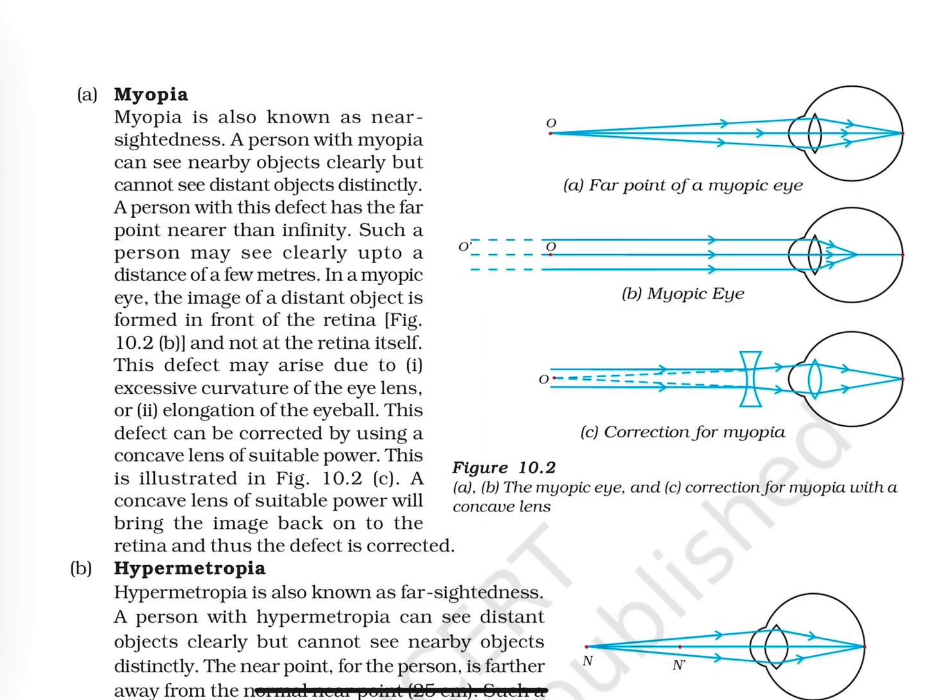Hello students, in this video we are going to discuss defects of human eye. So the first defect that we are going to discuss is myopia. Now what is myopia? Myopia is also known as nearsightedness.